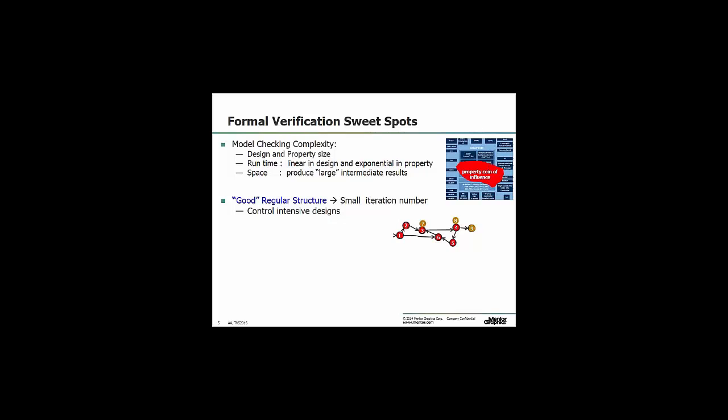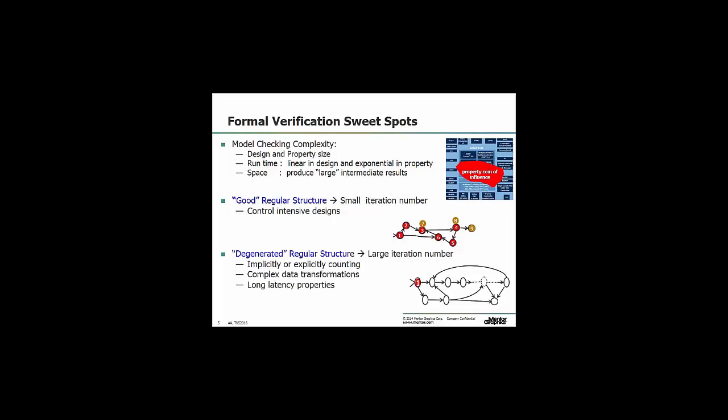In the first case, we are usually talking about regular structures. FSMs are regular structures, but if we have a small diameter, then we are talking about good regular structures. This is the case for designs about control: arbiters, memory controllers, schedulers, and so on. For the other, degenerate regular structures, the property is about a portion of the design doing implicit or explicit counting, where the value of the counter has an impact, or where you have a complex data transformation.